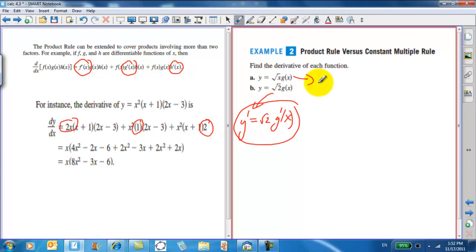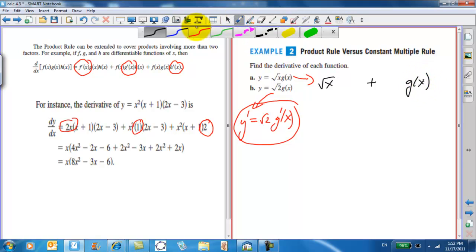It's another function. So I'm going to do the derivative by leaving the first function alone, taking the derivative of the second, and then taking the derivative of the first and leaving the second function alone. So let me put my derivatives in now. g prime of x plus, now the derivative of the square root of x.